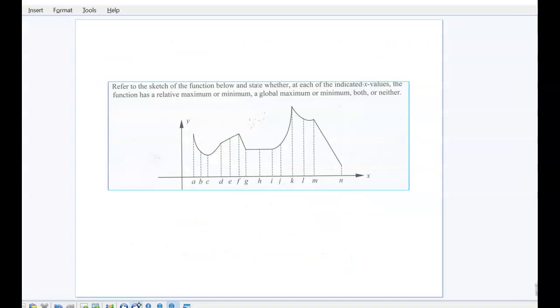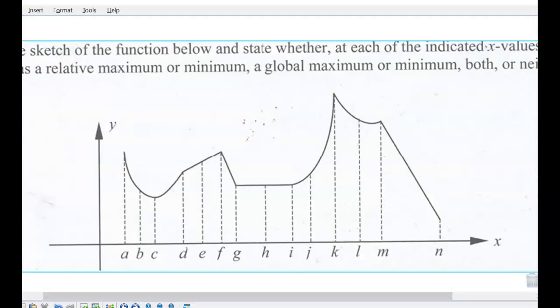Okay, if we take a look at the following sketch, we're asked to indicate whether the values of a through n are relative max or mins, global max or mins, both or neither. Okay, so let's take a look and make this a little bit bigger.